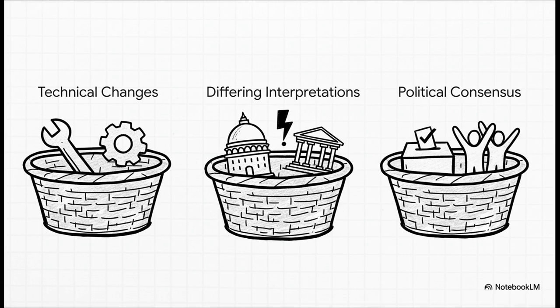The second basket is for differing interpretations. This is when the Supreme Court says one thing and Parliament wants to make the meaning clearer, so they pass an amendment. And the third basket, that's for big changes that almost everyone agrees on, political consensus. A perfect example is when they lowered the voting age from 21 down to 18. Everybody agreed it was a good idea.